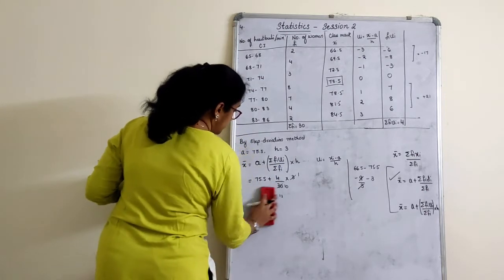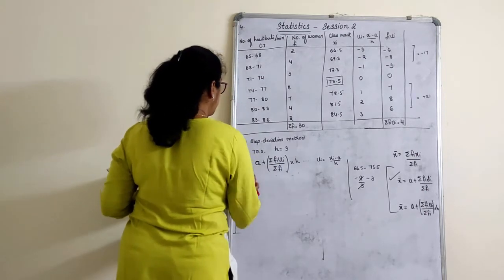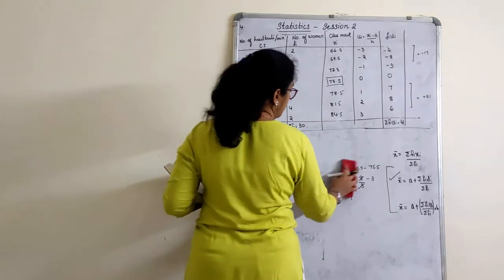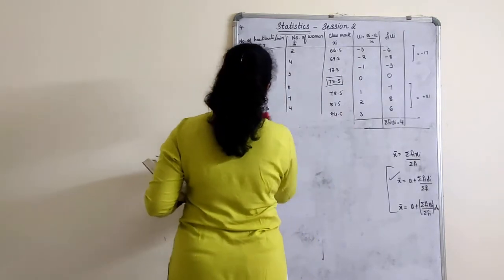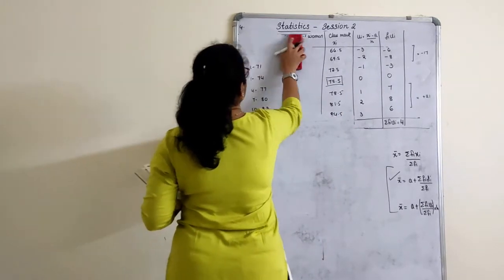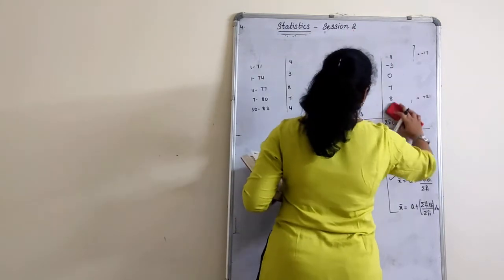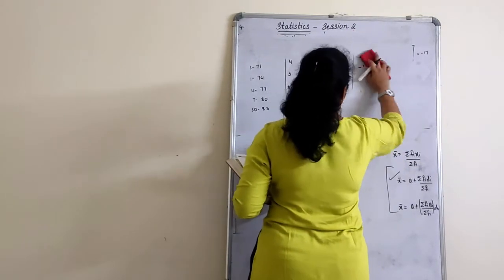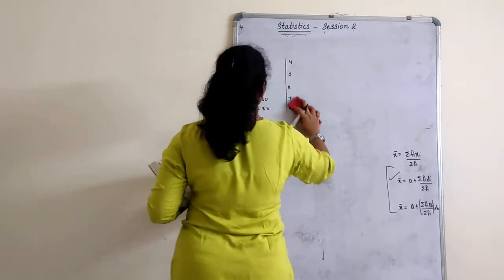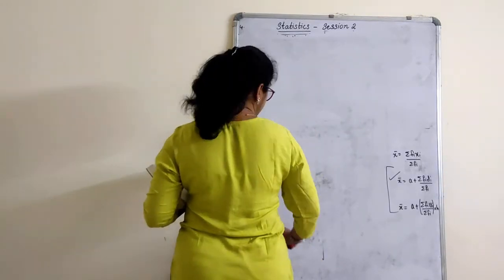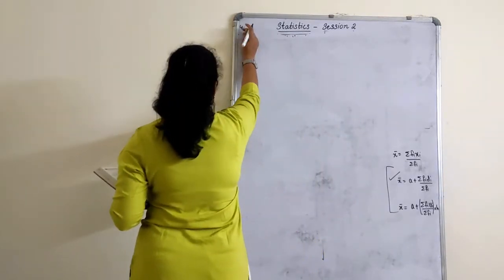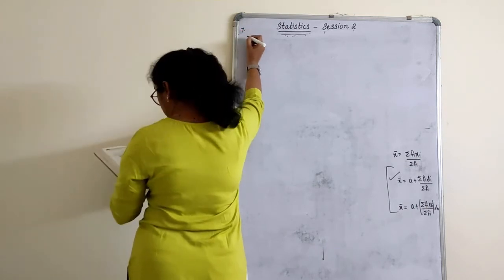Let me erase this part. I'll only keep the formula. We can write it once again formula wise also. And we are going to do that again by step deviation method only. The chapter is very easy. It is actually scoring, provided you do the proper calculations and arrive at the right answer. 7th one and the last sum.